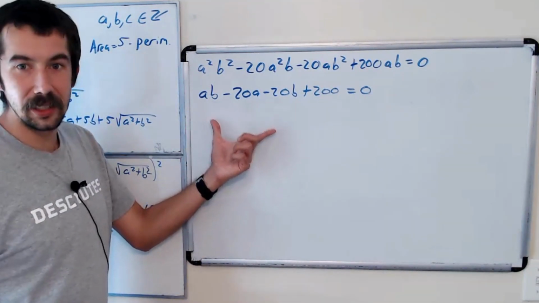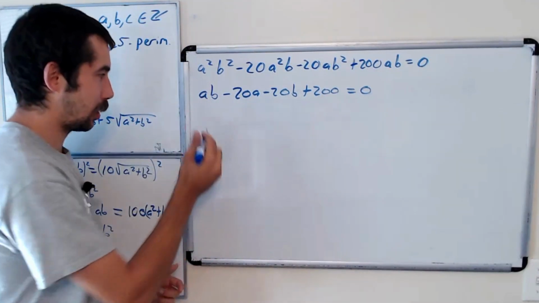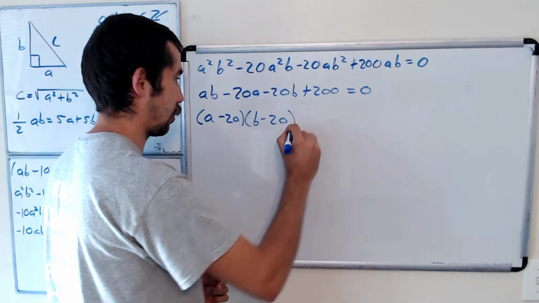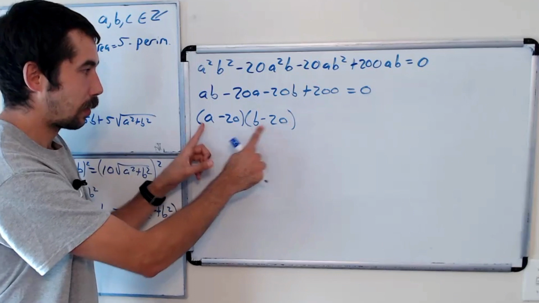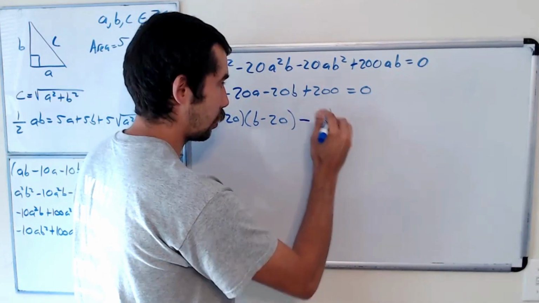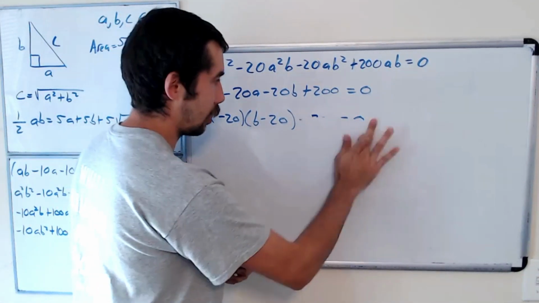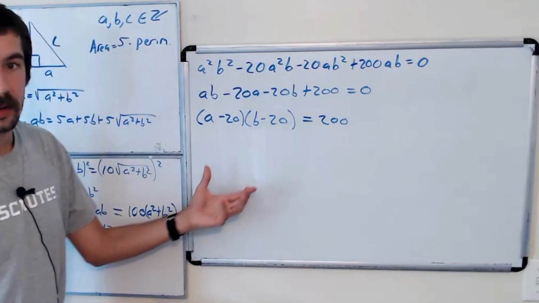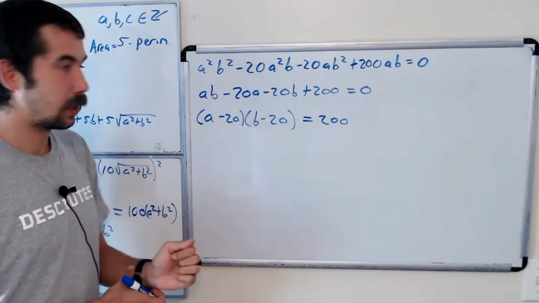And so how do we find integer solutions to this? Well, we could try to factor this. Right? This looks very similar to A minus 20 times B minus 20. But if we multiply this out, we would get AB minus 20A minus 20B plus 400. So let's subtract off 200 equals 0. And now let's just add that 200 to the right-hand side. So we want to find basically the factors of 200.